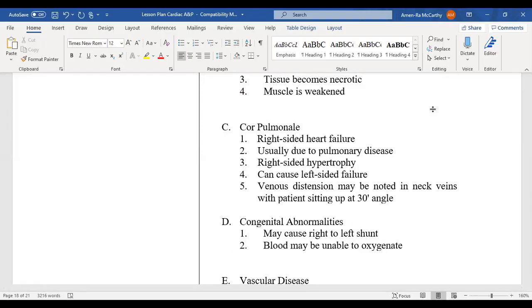You write whatever you think you need to write. I mean, cor pulmonale is right-sided heart failure. It's usually due to pulmonary disease. It's usually because you got some type of lung issue that causes right-sided heart failure. Okay? Right-sided hypertrophy. What's hypertrophy mean?